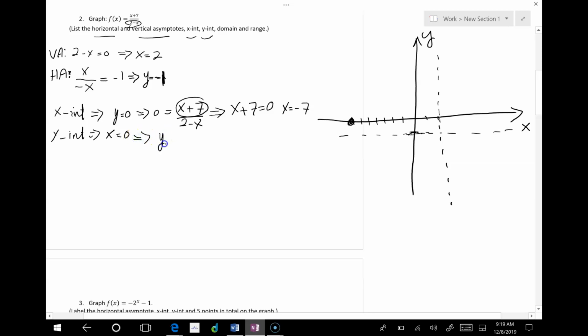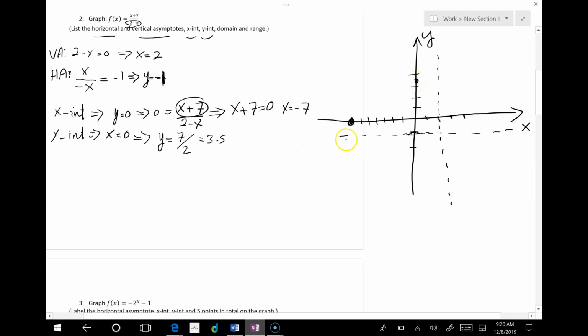When you let x equal 0, you have 7 over 2, because it's going to be 0 plus 7 over 2 minus 0. So that's 3.5. Even if it's a decimal, you need to have an idea where to put the point. So that's 3, that's 4, 3.5 is here. So that's the y-intercept. 1, 2, 3, 4, 3.5.